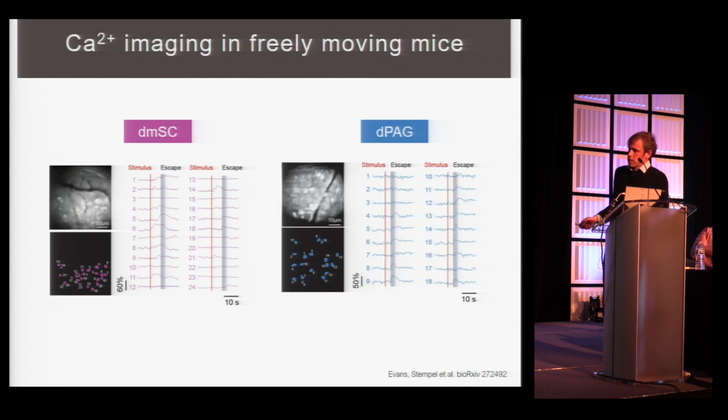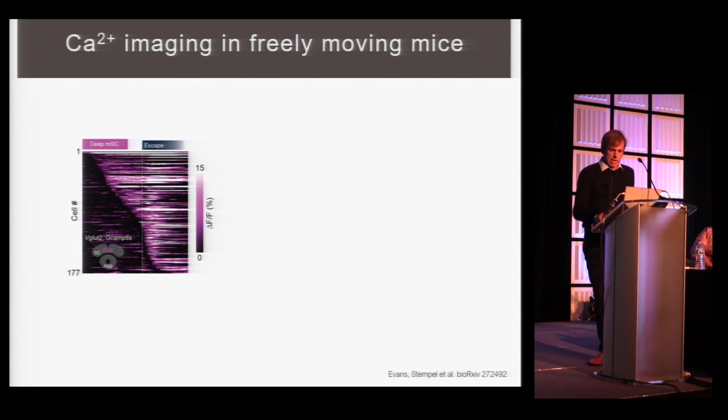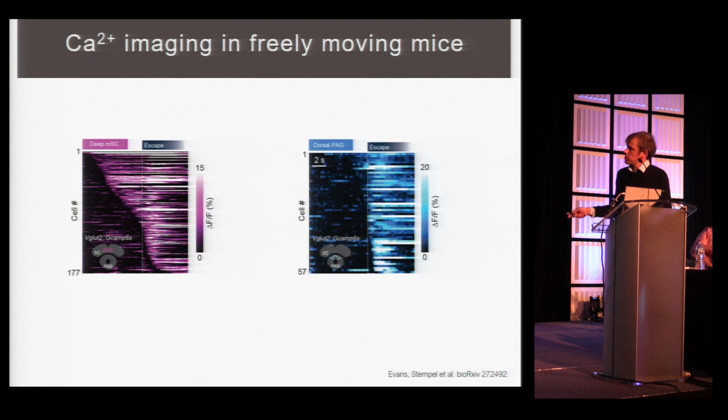Now, when we look at the periaqueductal gray, this is the same type of example, the field of view, the cell masks, and you'll see again that there are cells that are active, but they're mainly active when their activity coincides with escape onset. So there's almost no activity between stimulus and the onset of escape. And this is more obvious here in these plots. These are raster plots representing the average activity of all cells in the two regions that responded with signals to the escape.